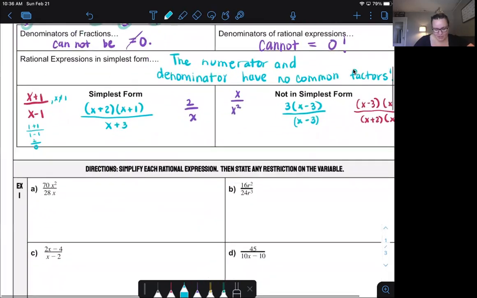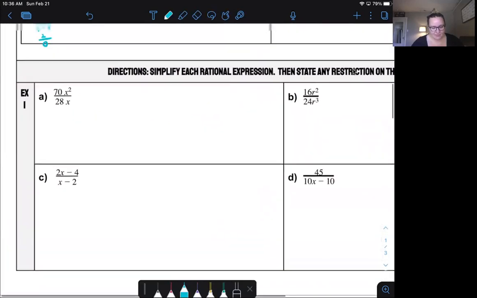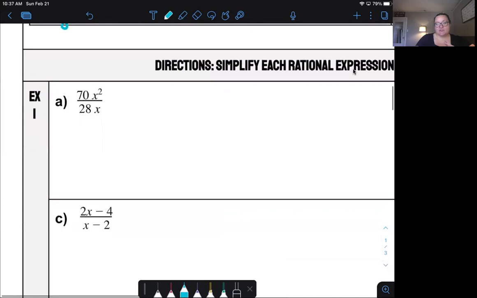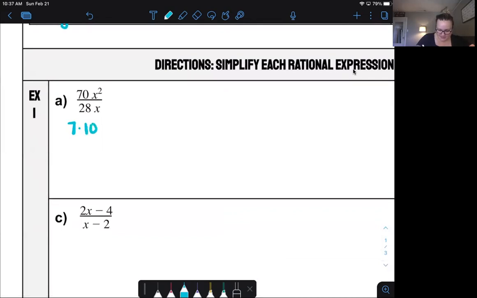All right, so let's jump to example 1 here. Example 1, 70x squared divided by 28x. All right, so 70x squared over 28x. Now, to simplify this, we are going to write out all the factors. So 70 is really 7 times 10, x squared is really x times x, over 28 is 7 times 4 times x, and then 10 can be broken down and 4 can be broken down to 2 times 5 and 2 times 2.